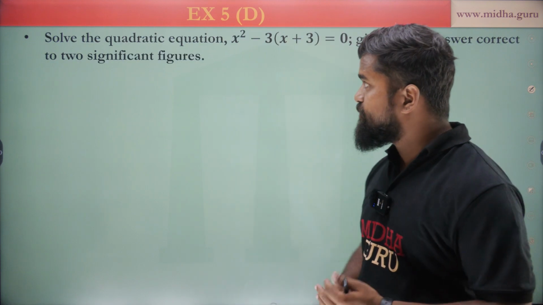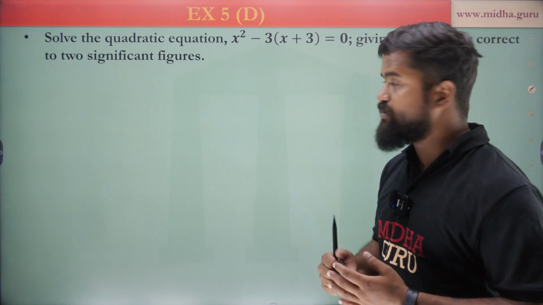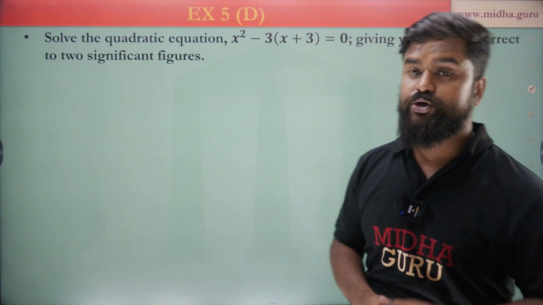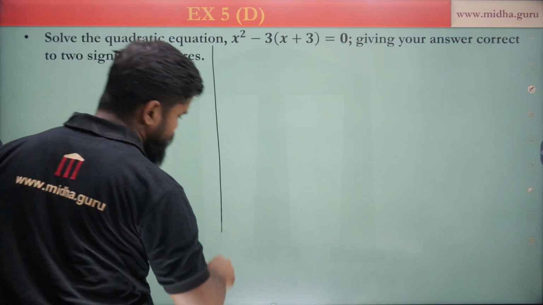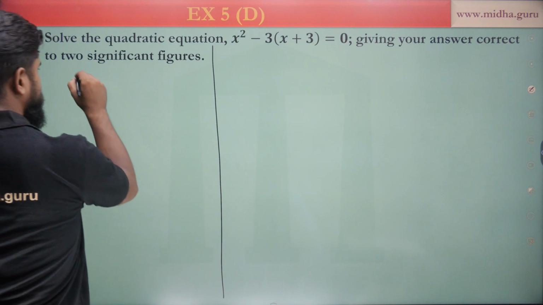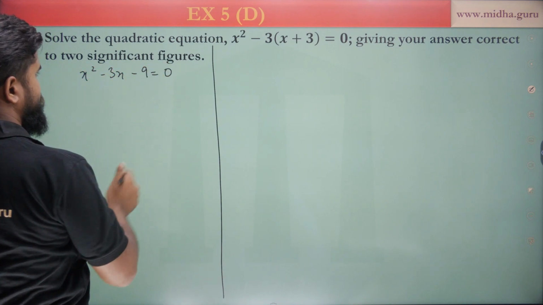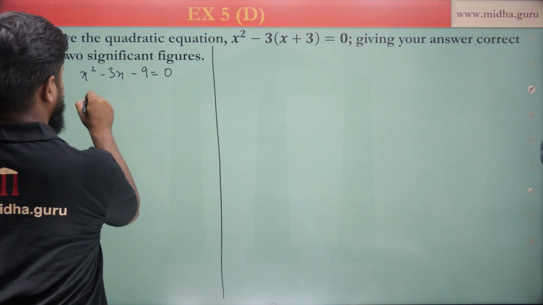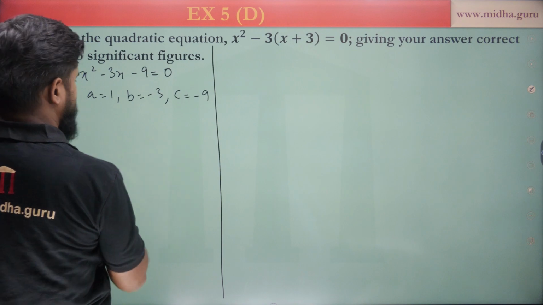So the last question says, solve the quadratic equation x square minus 3 into x plus 3 is equal to 0, giving your answer correct to two significant figures. Again, it's two significant figures. So first of all, we'll just expand this equation. We'll get x square minus 3x minus 9 is equal to 0. It's already in the standard form as soon as I expanded it. So a is 1, b is minus 3 and c is minus 9.